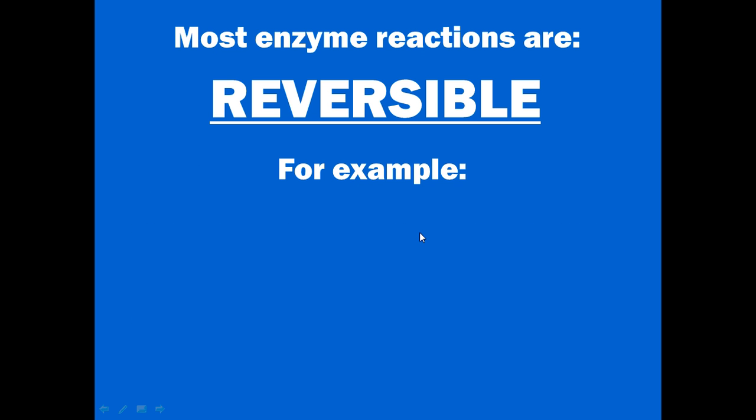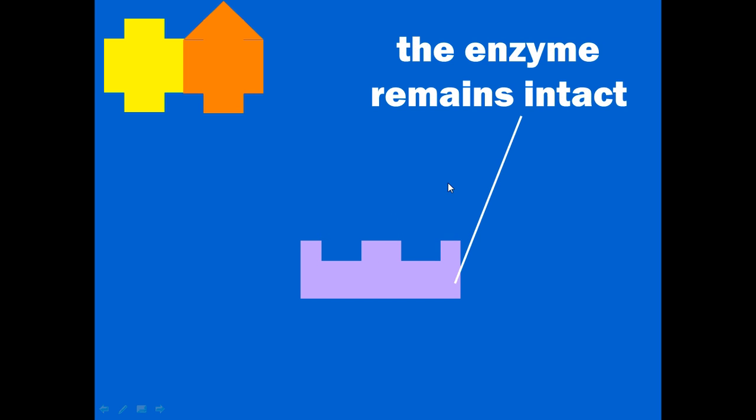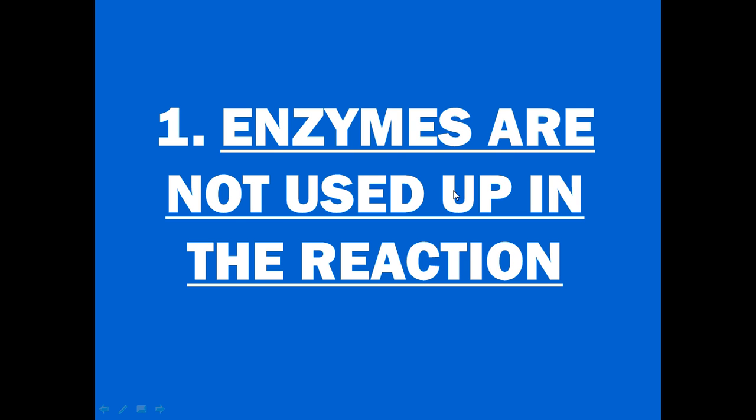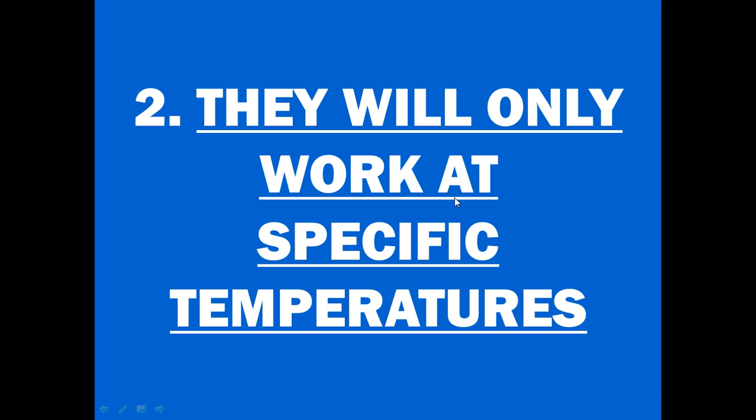Now, most enzymes are reversible, which all that means is that enzymes don't ever disappear. They all stay in place and they're recyclable. Looking at some basic properties, number one, an enzyme always remains intact. They're not used up. They can continue to be used and used until something happens, like, for instance, the temperature gets too hot. If the temperature gets too hot, then the enzymes don't really work.